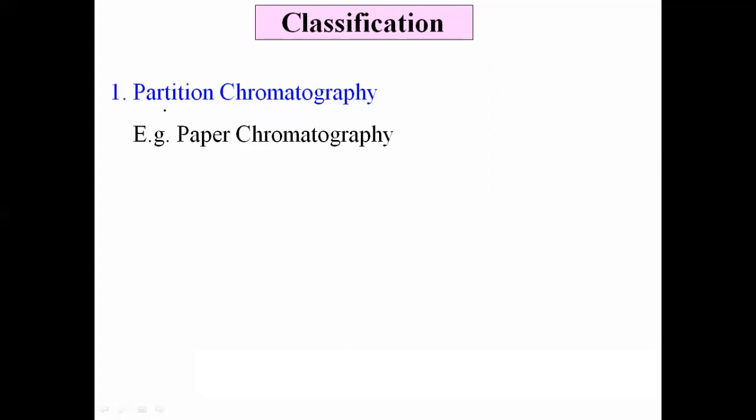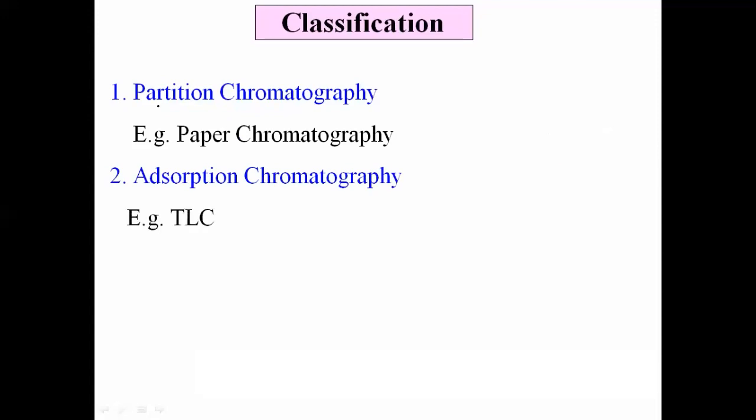Now let us see the second type, adsorption chromatography. Example is TLC, or we also call it thin layer chromatography. And here there is a glass plate which has a thin layer of adsorbent. Now what is meant by adsorbent? Adsorbent means a substance which has the ability to adsorb another component on its surface.